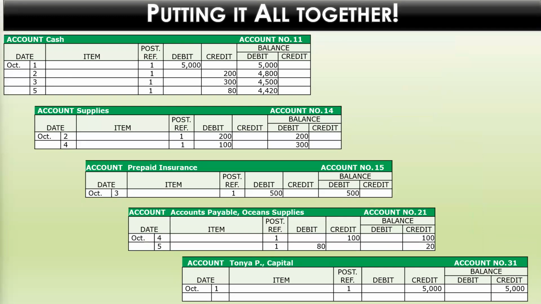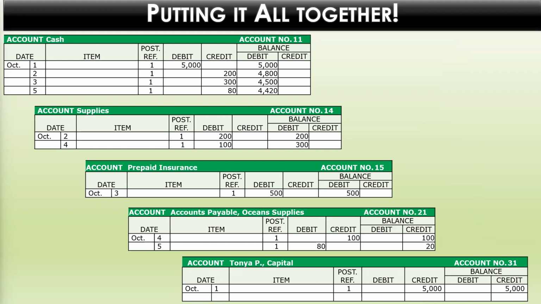Now take a look at what this looks like when you put it all together. When you put it all together, those balance columns make a bit more sense. This is why we have the balance columns. So let's look at cash real quick. Cash was impacted 4 times here, October 1, 2, 3, and 5. On October 1, we start with a debit of $5,000. So when we extend that balance, it's a $5,000 balance.